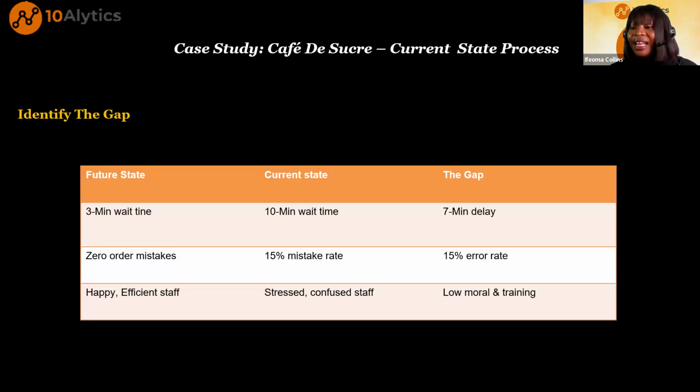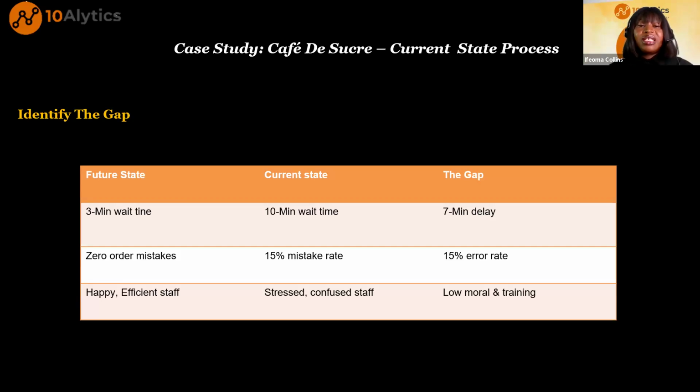So let's look at their current state and identify the gap. The current state is a 10 minutes wait time, and the future state they aim to have is a 3 minutes wait time, and the gap is that 7 minutes delay. That's a long wait time, right?